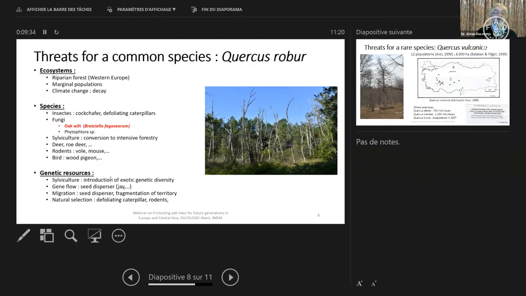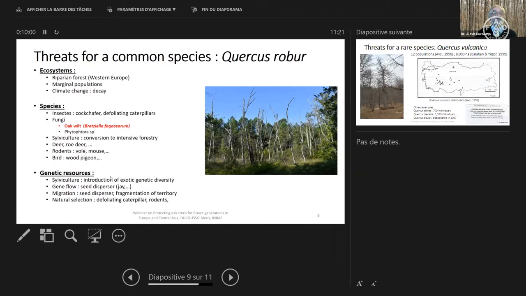And we also have a problem with the decrease of natural selection due to defoliating caterpillars, rodents, or deer and roe deer. And this whole phenomenon reduces the speed of evolution, and it is very important in the context of climate change.